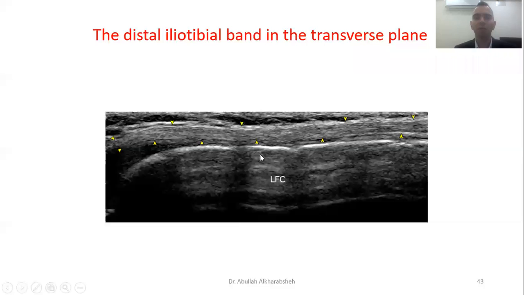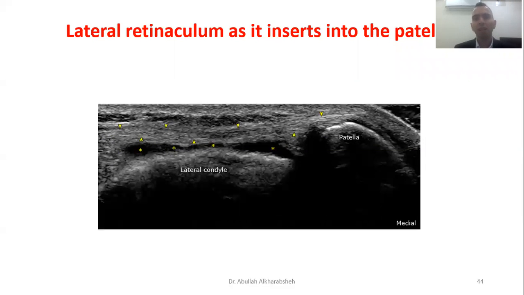This is the lateral femoral condyle. Here we see the lateral retinaculum, and how it inserts into the patella. This is the lateral condyle, this is the patella, and this is the lateral retinaculum, and this is the insertion to the patella.